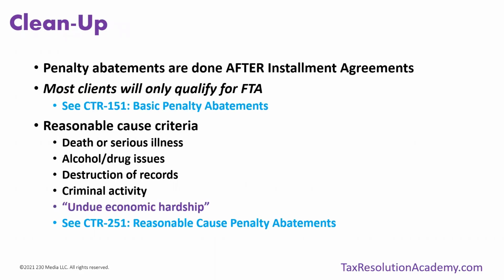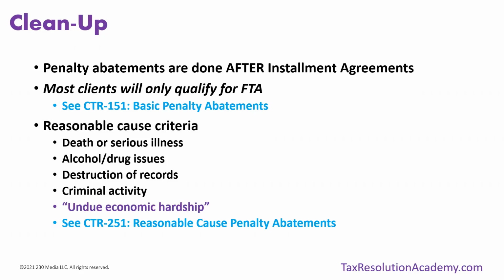So again, as I said, penalty abatements are done after installment agreements. A lot of your clients are only going to qualify for a first-time abate. Some won't even qualify for that. And there's a bunch of reasonable cause criteria. If their inability to file or pay was due to an addiction problem, destruction of records, a death or serious illness in the family, hint, hint, COVID. Okay, I think we're going to see more of these. People needing to tend to family members, and so they kind of let some financial stuff go.